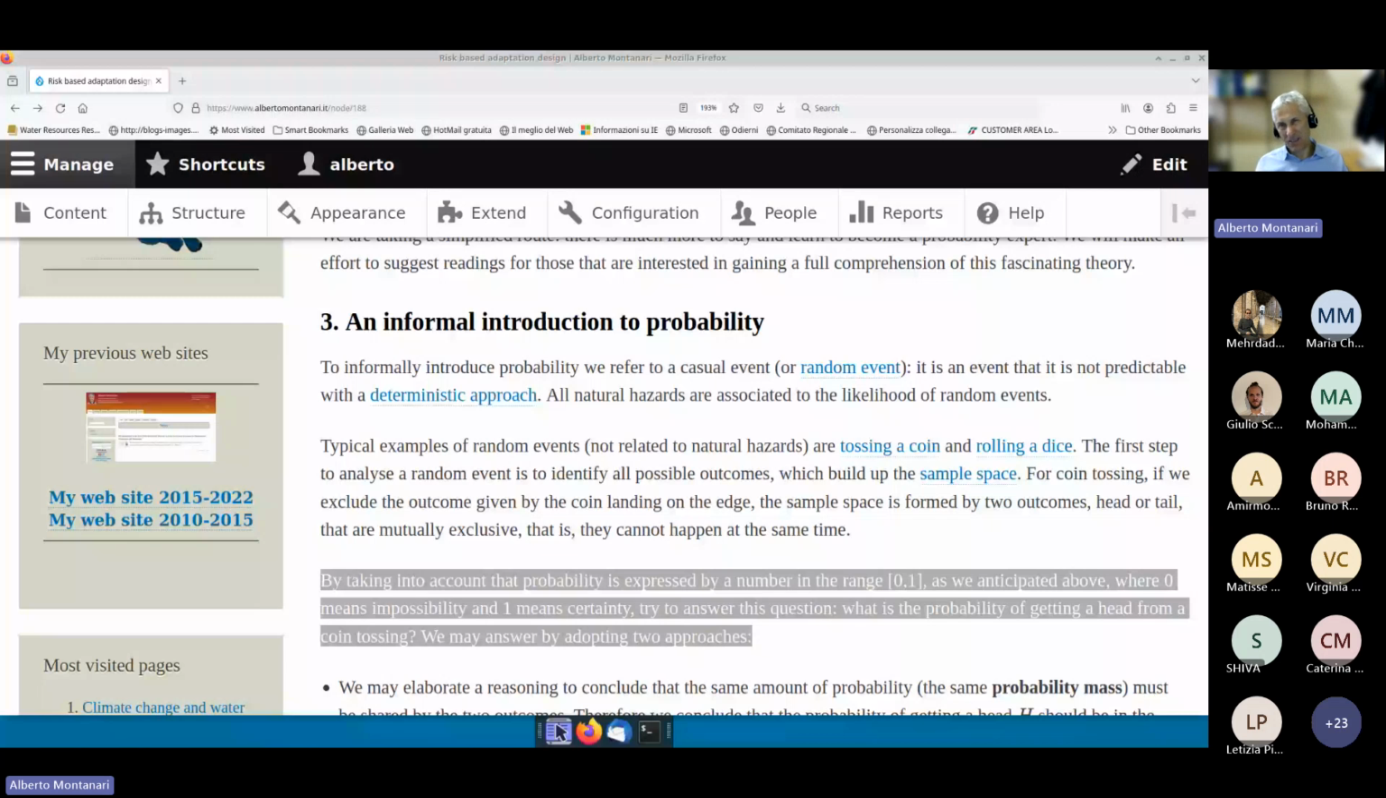Yeah, I think this makes confusion. And let me give you an example. If I toss a coin, for sure, with determinism, I can say that the outcome will be either head or tail. This is deterministic. There is no uncertainty.